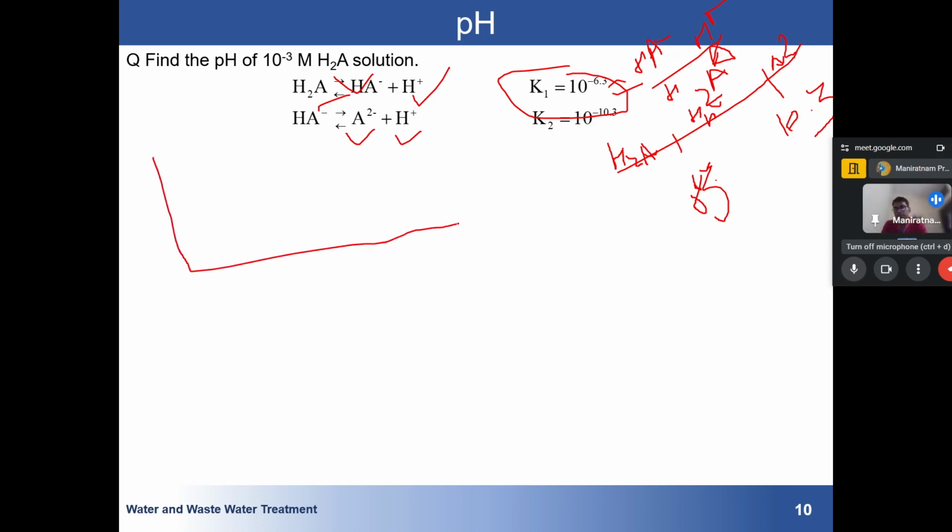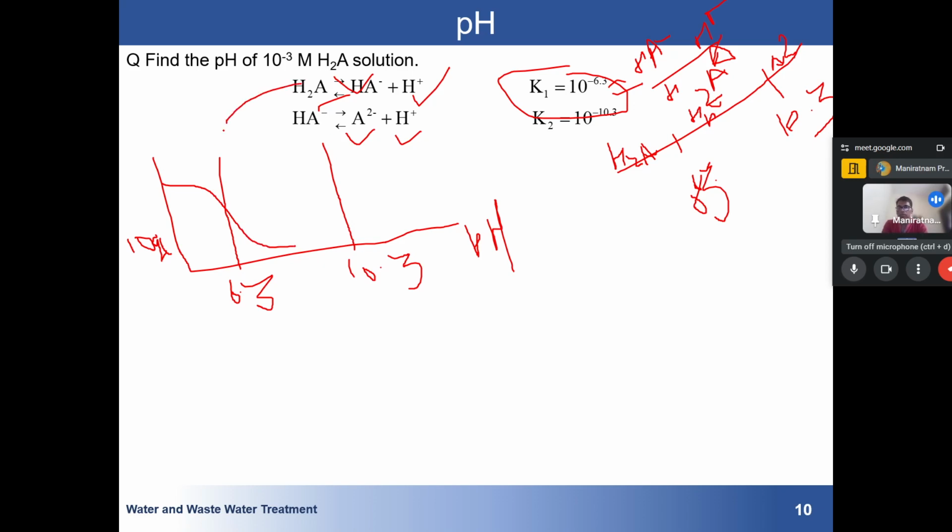So you can plot this log C-pH graph here. This is your pH axis, and this is log C. Here you will draw one line at 6.3, and here another at 10.3. Here this will be a strong acid, so this species will be dominant here, and it corresponds to this region.